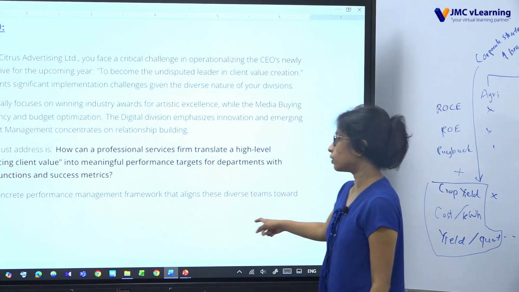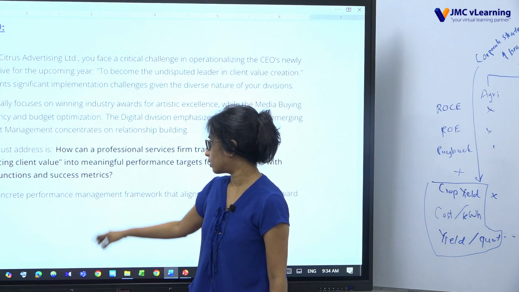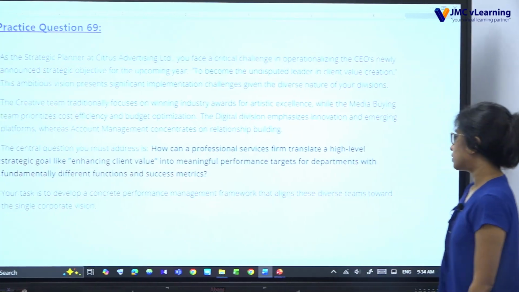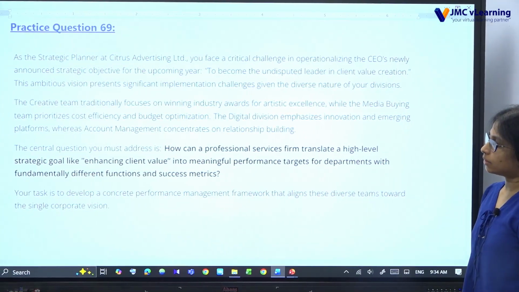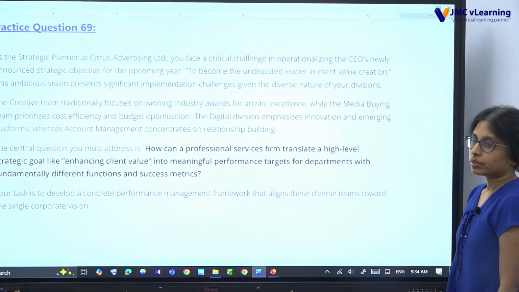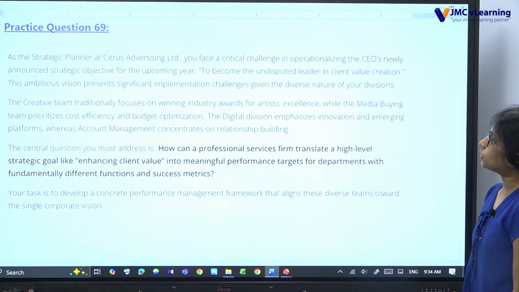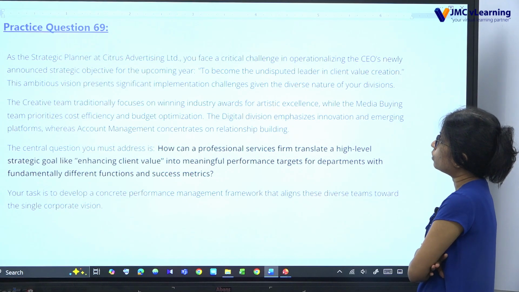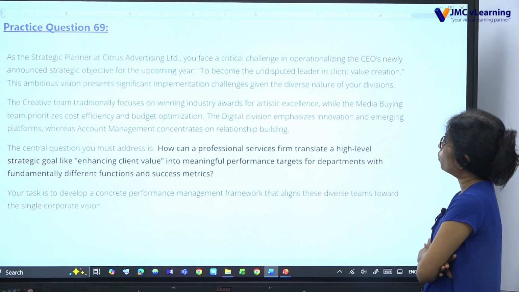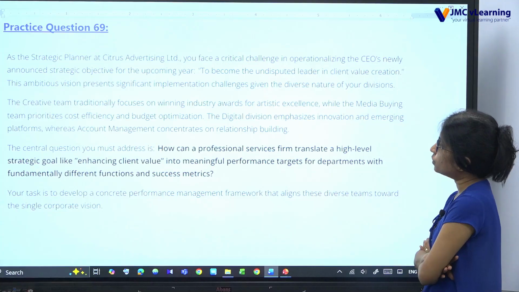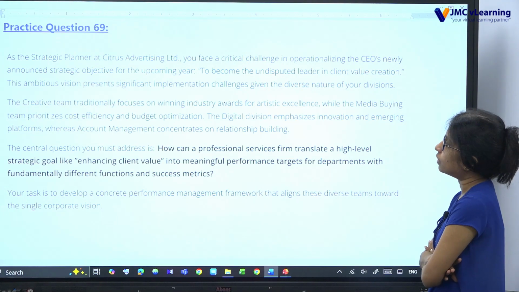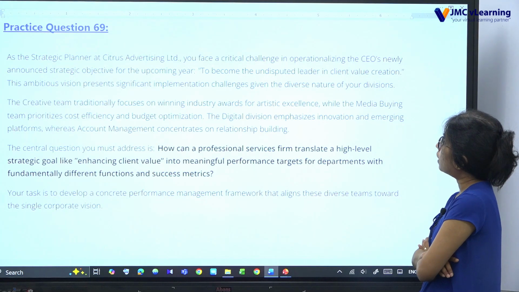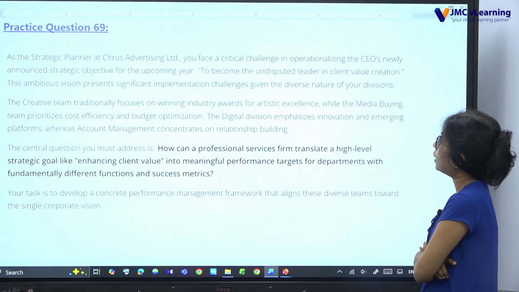So what are they asking? Your task is to develop a concrete performance management framework that aligns the diverse teams towards a single corporate vision. Right, so let's go through the question. As the strategic planner at Citrus Advertising, you face a critical challenge in operationalizing the CEO's newly announced strategic objective for the coming year. What is his strategic objective? To become the undisputed leader in client value creation.